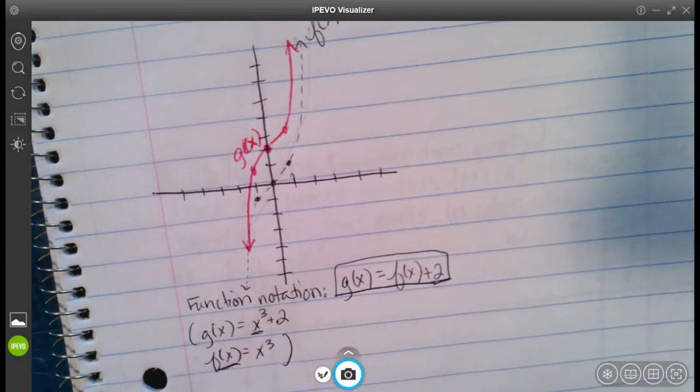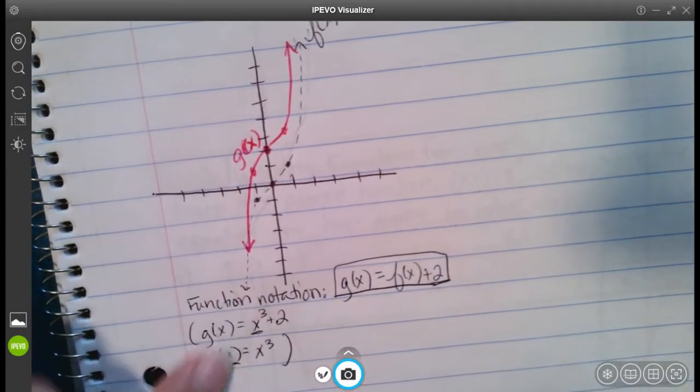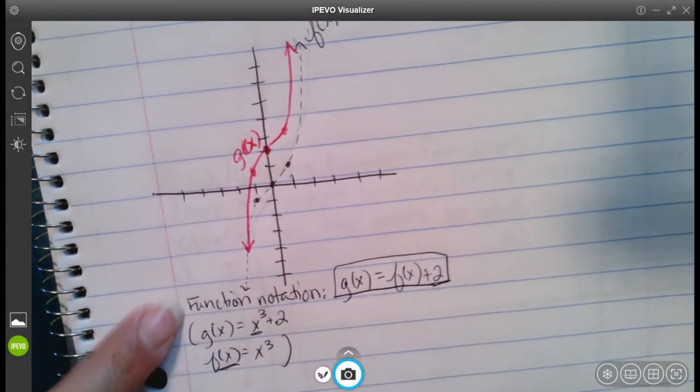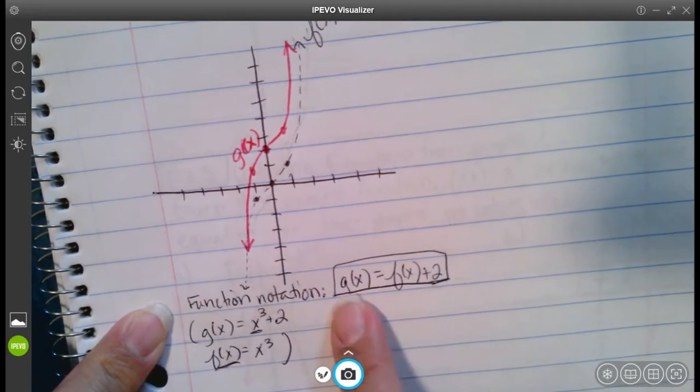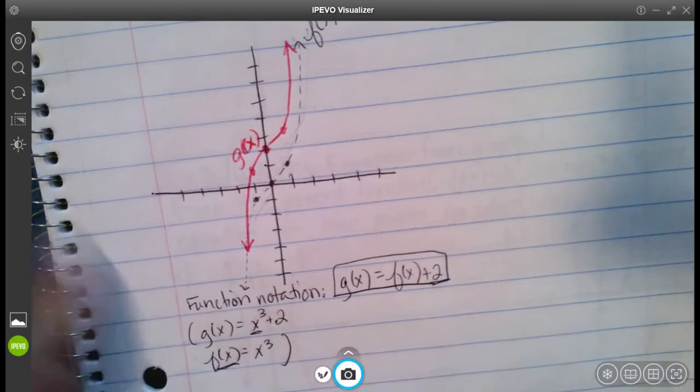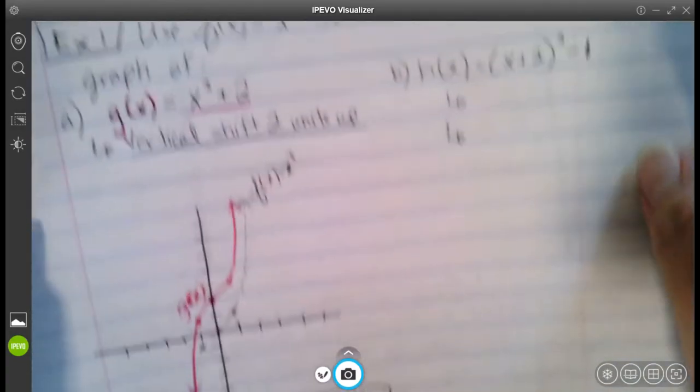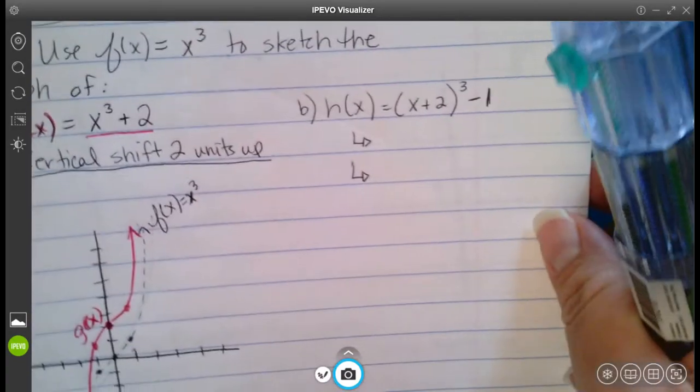So all you're really doing is plugging in, okay? Wherever you see that x cubed, plug it in with f of x. And this is our function notation for this transformation. And we're going to see examples that are written in this format in a little bit, okay? So I'm going to jump to part B now and move this over just a little bit.